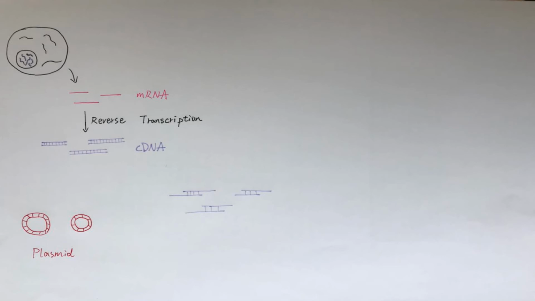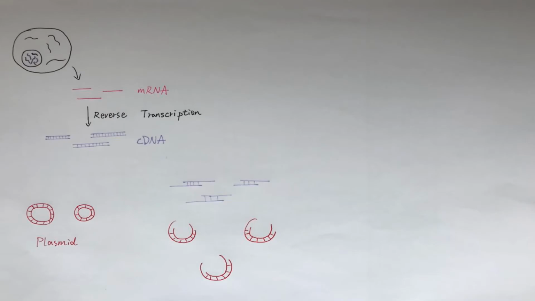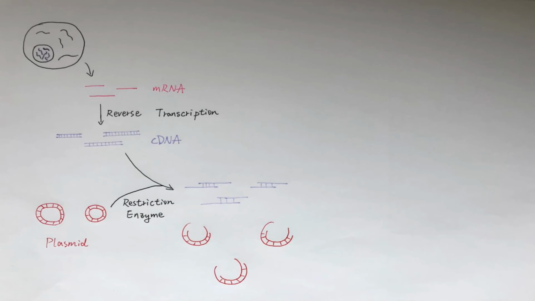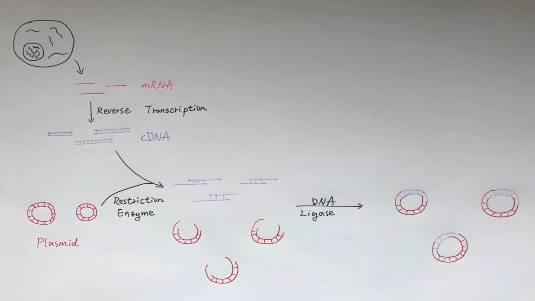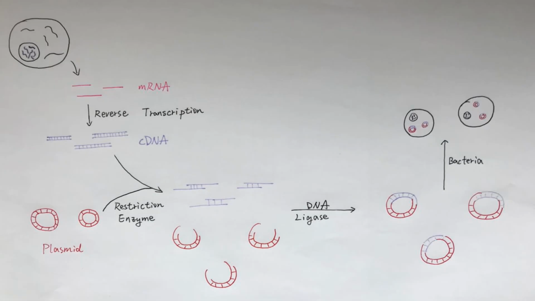So we are going to cut up the cDNA and cut up the plasmid, and we are going to have overhangs that are complementary. Then we add DNA ligase. It will create a phosphodiester bond between the cDNA and the plasmid. And finally, we will get the cDNA inserted into our plasmid. The next step, of course, is getting the plasmid into the bacteria.